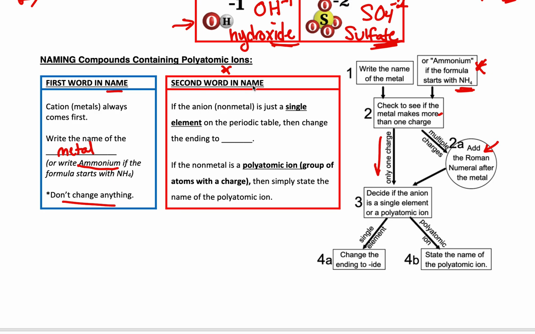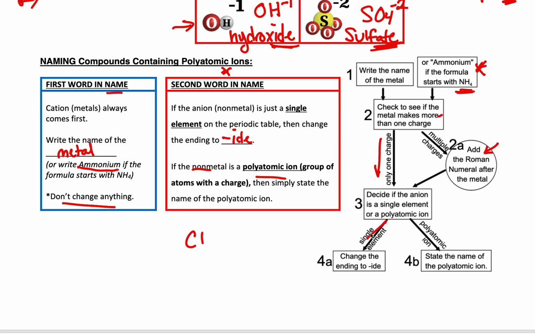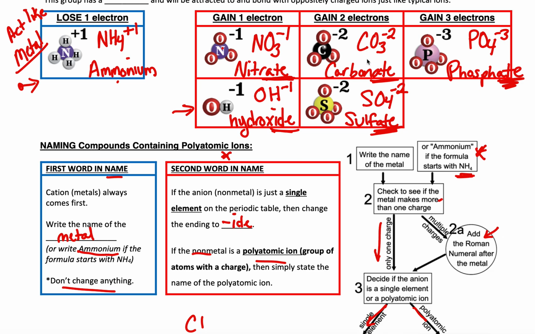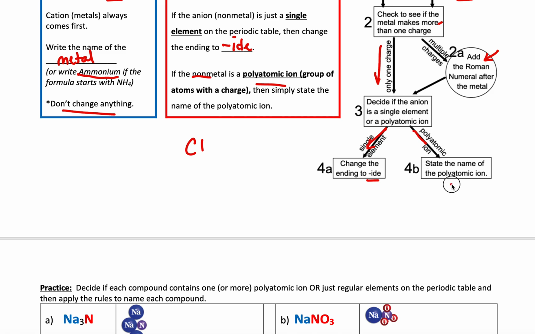Now, the second word in the name. Going back to what we learned already, if the anion, the nonmetal, is just a single element on the periodic table, well then just change the ending to "ide." So if it's just chlorine, you change it to "ide," chloride, just like what we've been doing. But if the anion is a polyatomic ion, one of these groups up here, then you just write that name. You just write nitrate or carbonate or phosphate. You don't have to change anything. So if it's a single element, you change the ending to "ide." If it's one of these groups, we got sulfur hanging out with oxygen, carbon hanging out with oxygen, phosphorus hanging out with oxygen, you just say the name.